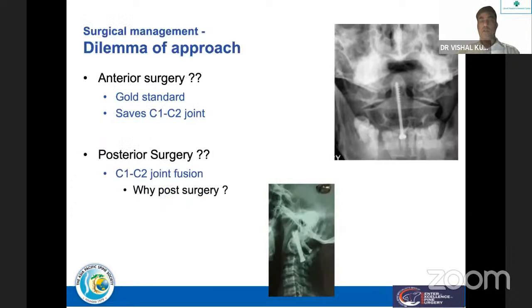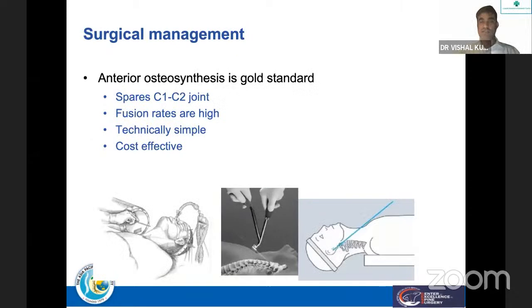Now, the biggest dilemma: should I do anterior surgery, which is the gold standard and saves the C1-C2 joint, or should I do a posterior surgery, which takes away the C1-C2 motion by fusing it, but is far safer and a more predictable treatment option? We all know that anterior osteosynthesis is the gold standard. It spares the C1-C2 joint. Fusion rates are very high.